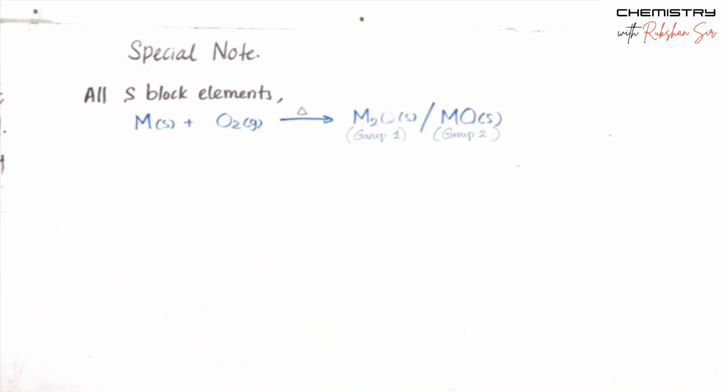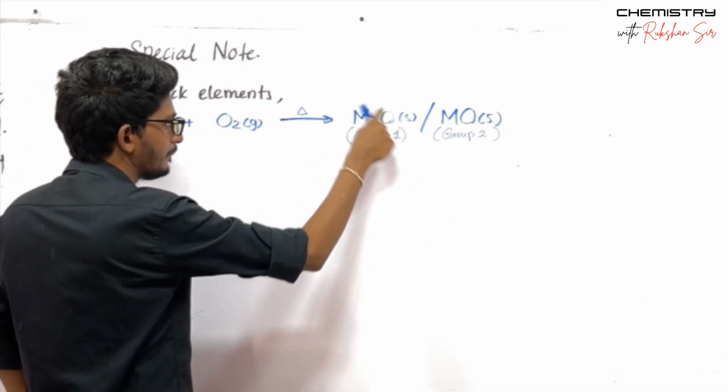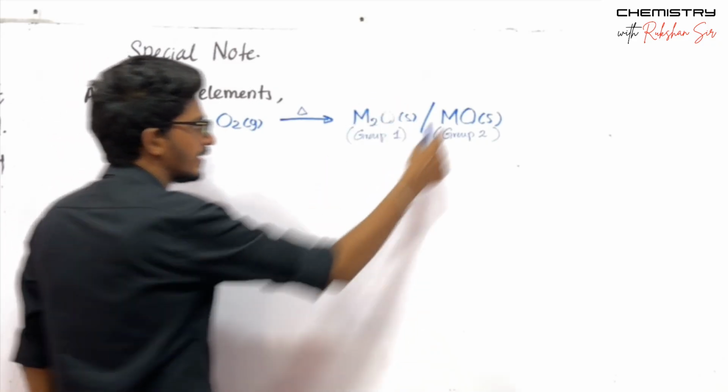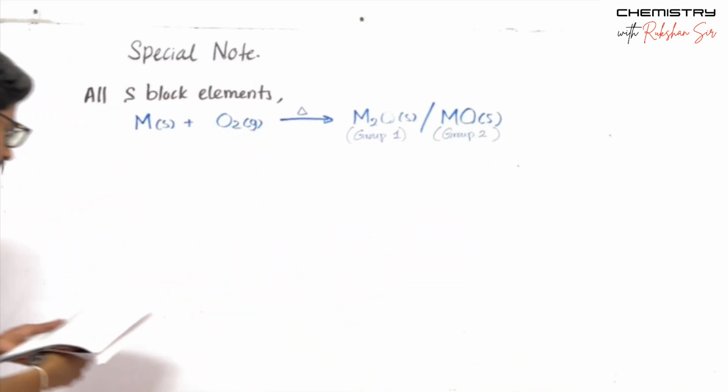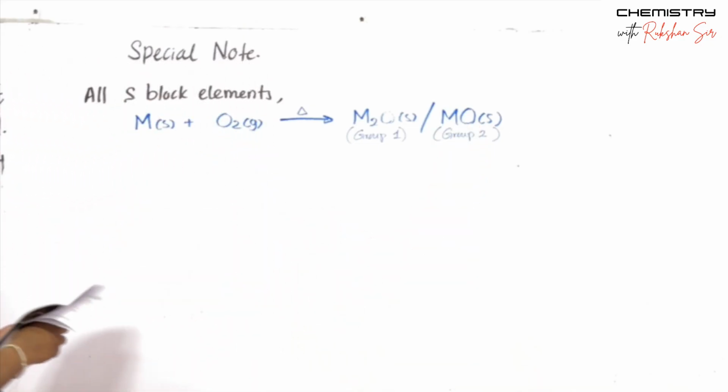Right? So exchange of valence: M plus, O2 minus gives M2O, since the 2 will cancel out. All will produce the oxides.